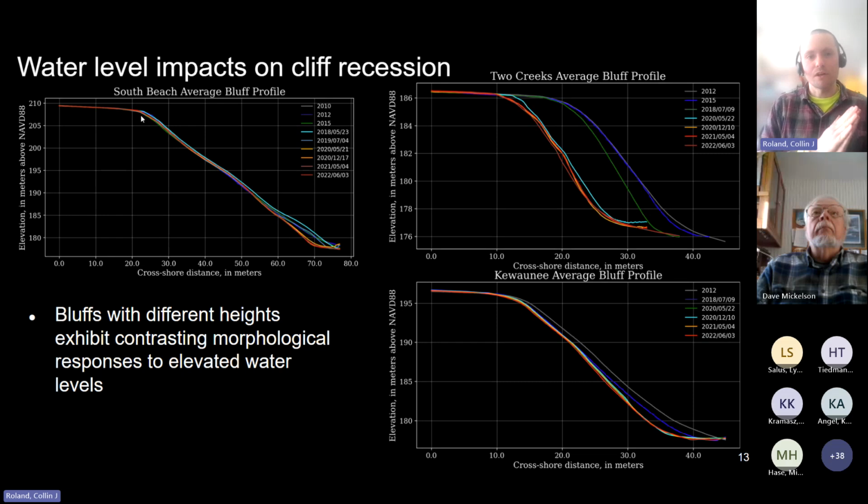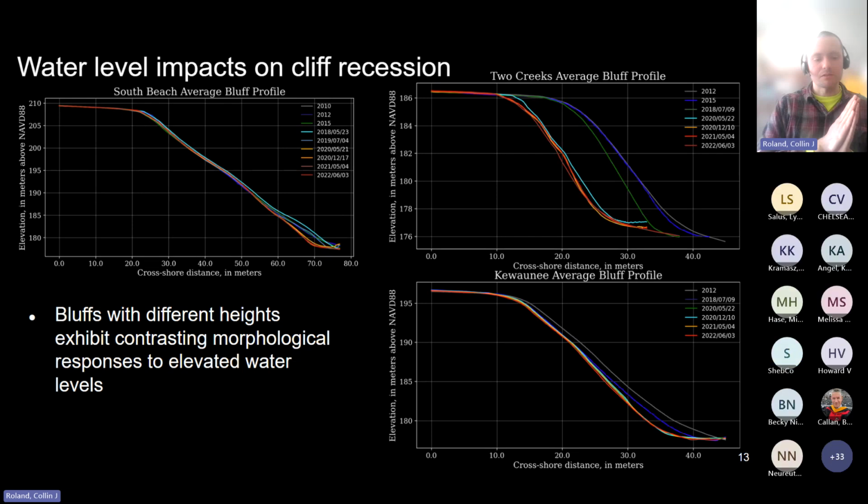They're steeper than they were at the start of the most recent rise in Lake Michigan's water levels, and they have not fully responded to all that erosion that happened at the toe. Conversely, Two Creeks has exhibited more of that parallel retreat model. It's experienced toe recession, but it's also experienced crest recession. It's a little bit steeper than it was, but overall much more akin to that parallel recession model, where we might not expect quite as much change in the future. It seems to be more in equilibrium with its current conditions.